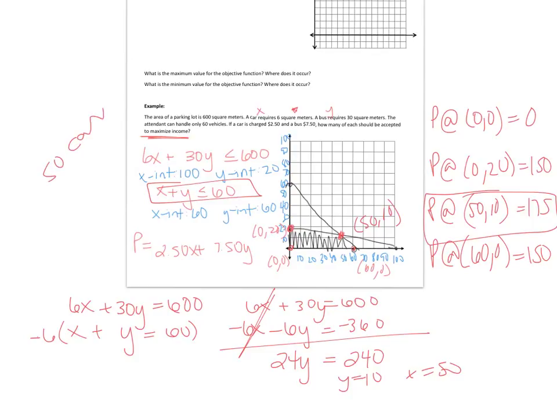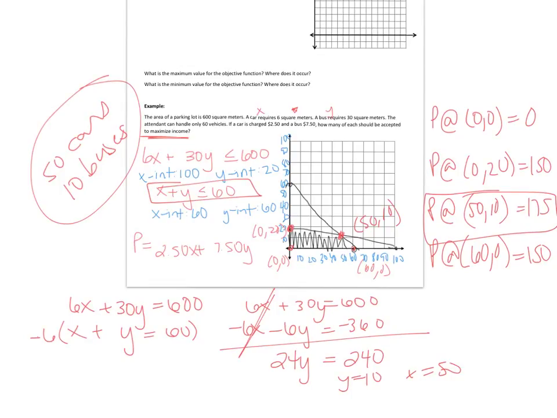50 cars, 10 buses. So we looked at all of those constraints and we looked at what we were trying to maximize. We graphed our constraints, we found our feasible region, we identified our vertices, and then we plugged those vertices into our profit objective function.